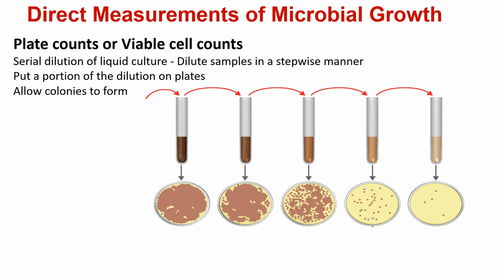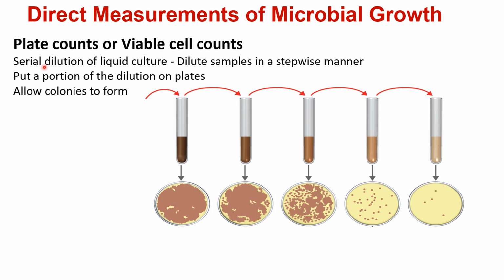The method that we're going to use is a direct measurement for looking at microbial growth, and we're going to do plates and what's called viable cell counts. Basically we're going to look at how many bacteria are in a culture by taking some of that culture and putting it on an agar plate, letting it grow and counting the colonies that are there, and then multiplying back by any dilution factors we may have to figure out what the concentration of bacteria was in the original culture.